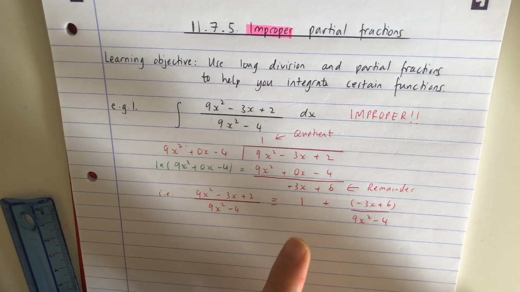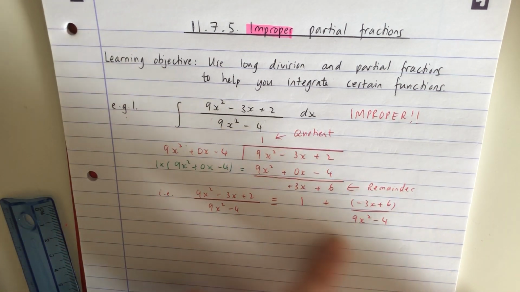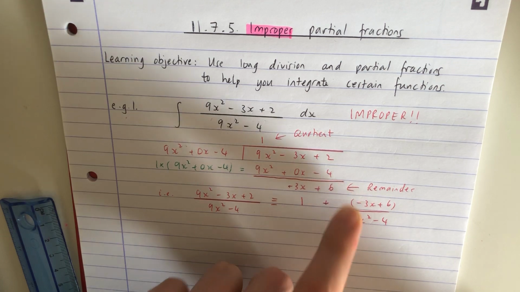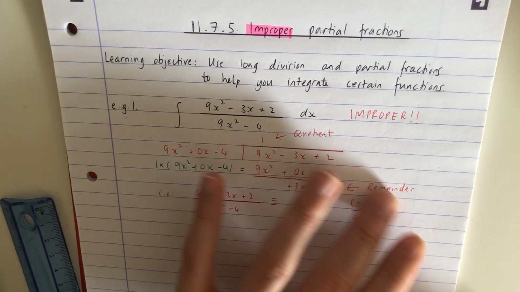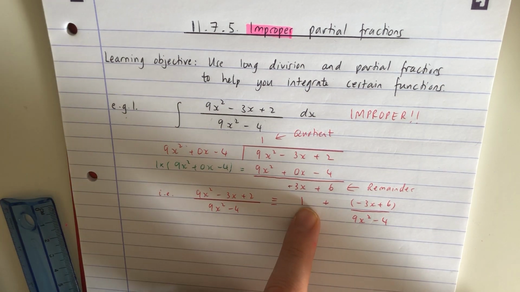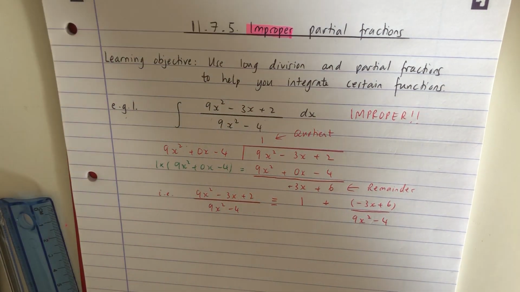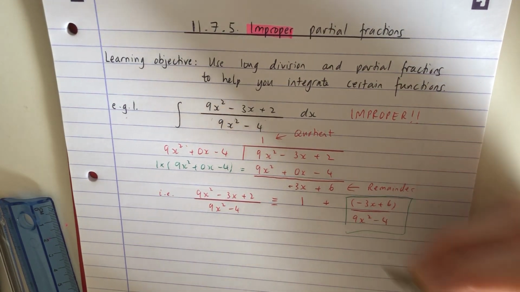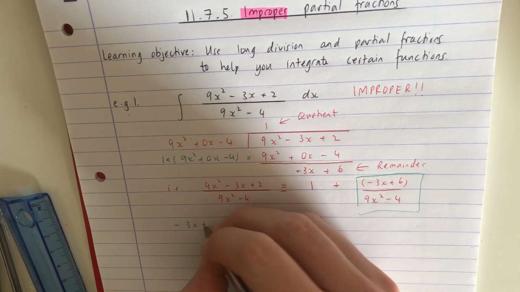Okay, now what you have to do next in order to integrate this is, because if I try to integrate this entire thing, I can integrate 1, but I can't integrate this. I have to use partial fractions on this remainder that was left over. So I can do this bit, and I just need to focus on this bit. So all I'm going to do is focus just on that section there. So we've got minus 3x plus 6.